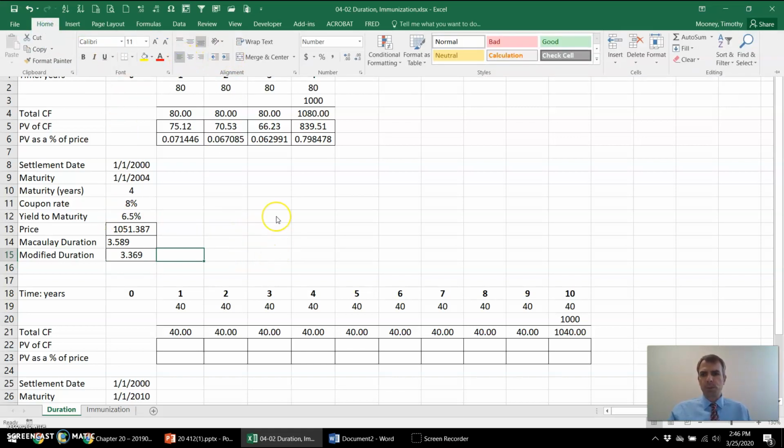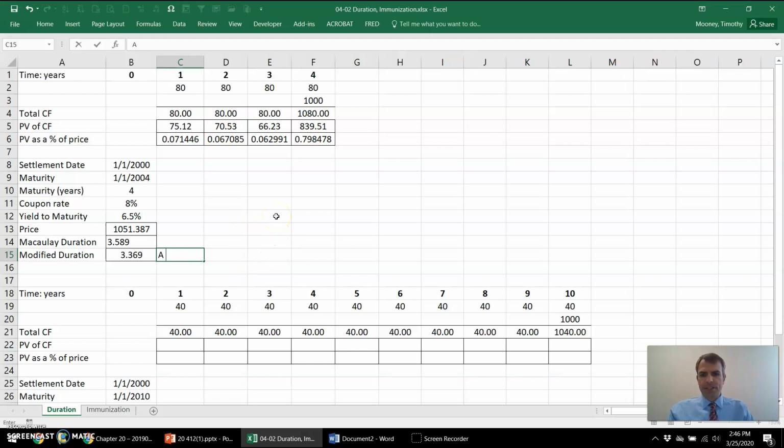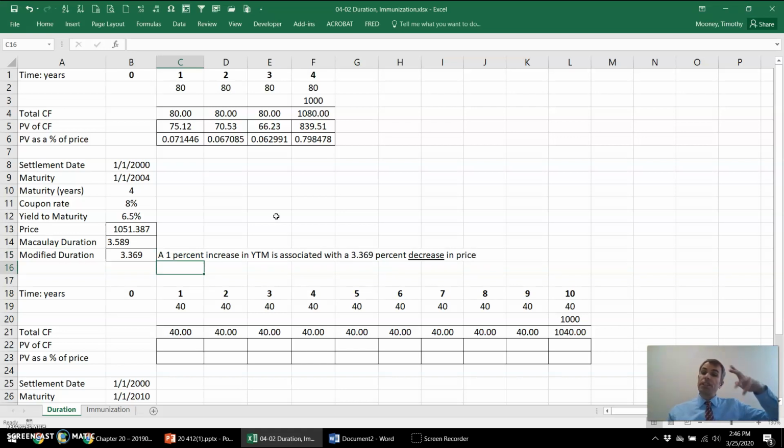And if I had to interpret that number in words, I'd say this: a 1%, a 100 basis point change, a 1% increase in yield to maturity is associated with a 3.369% decrease in price. So it's an approximation. If interest rates rise by 100 basis points, by 1 percentage point, this bond's price is going to fall by about 3.369%. So you can see that higher modified duration means more interest rate risk.